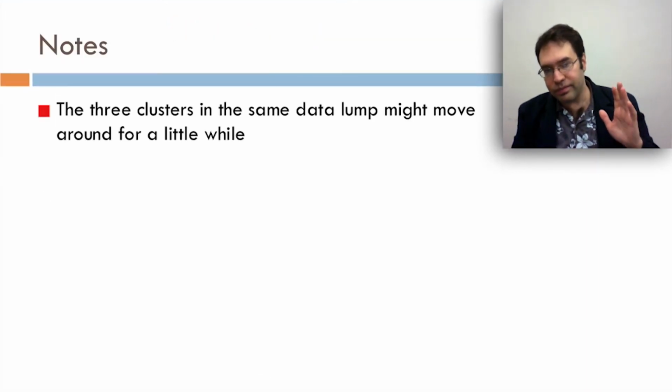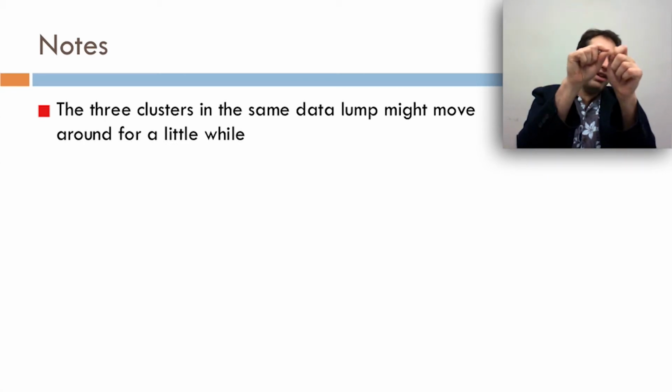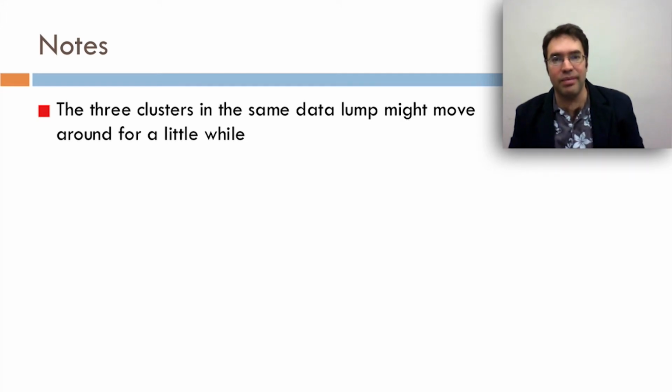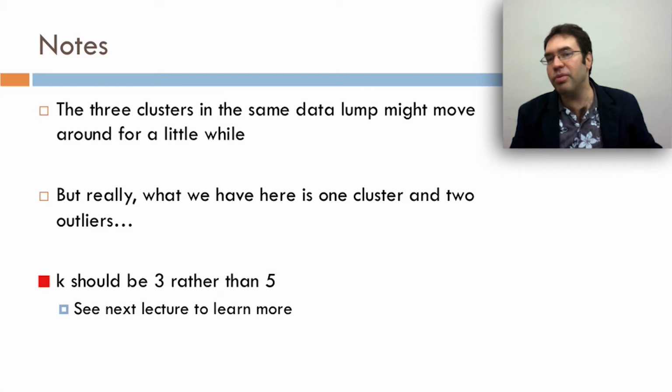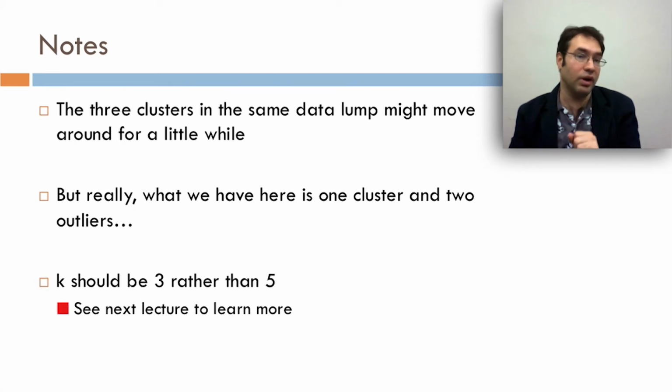Now note, the 3 clusters in the same data lump might move around a little while. We could probably spend an hour tweaking and moving just a little bit, and maybe a point switches here and there. But really what we have here is 1 cluster and 2 outliers. And having 5 centroids didn't really do a great job. K should be 3 rather than 5. And see the next lecture to learn more about how we pick whether we're going to have 3 rather than 5.